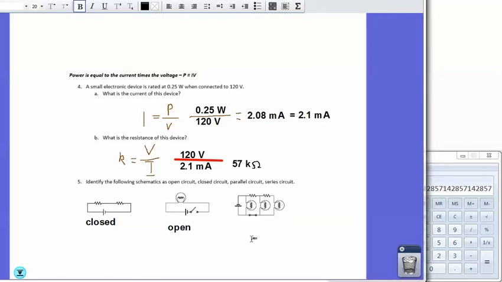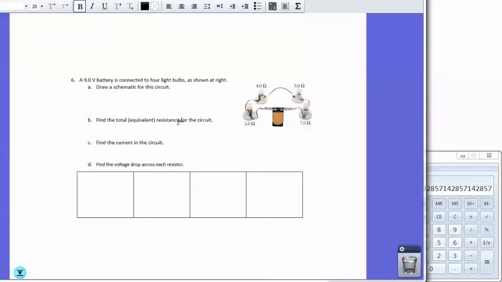So we got a switch, we got a light bulb. The light bulb would not be on here. And here we have a parallel circuit. Okay, so parallel circuit there, closed and open there. The only one they don't show here is a series circuit, but wait, we turn the page and we see that we have a problem involving a series circuit.